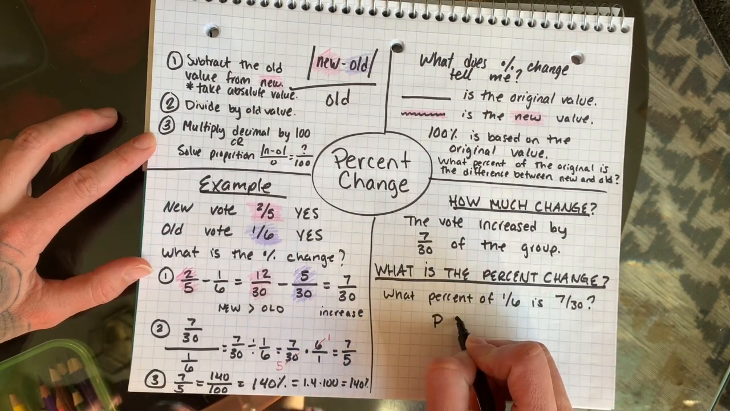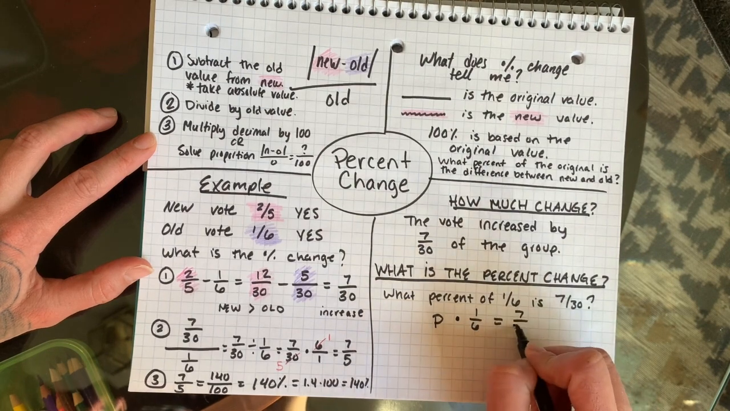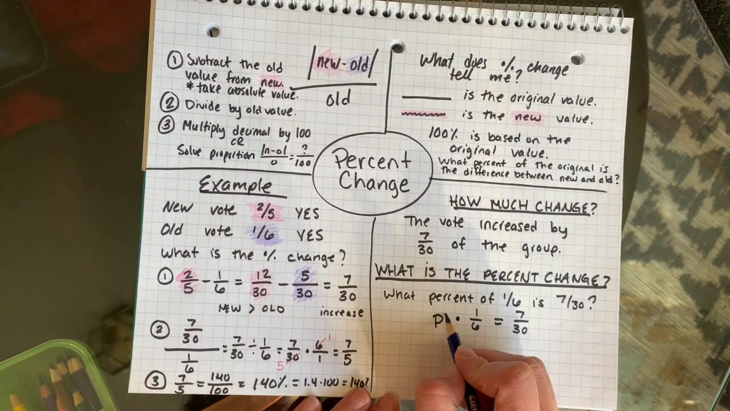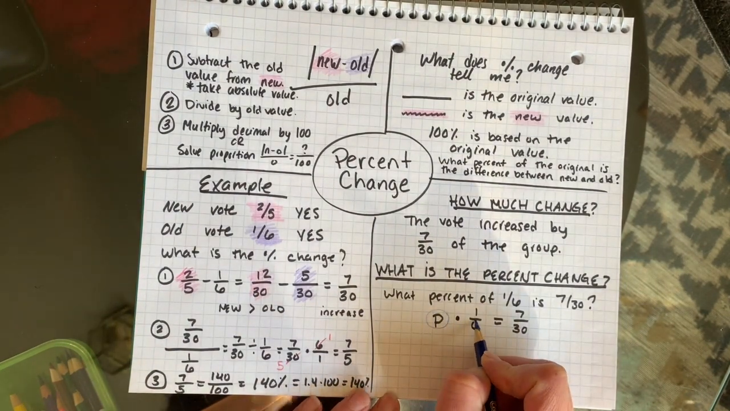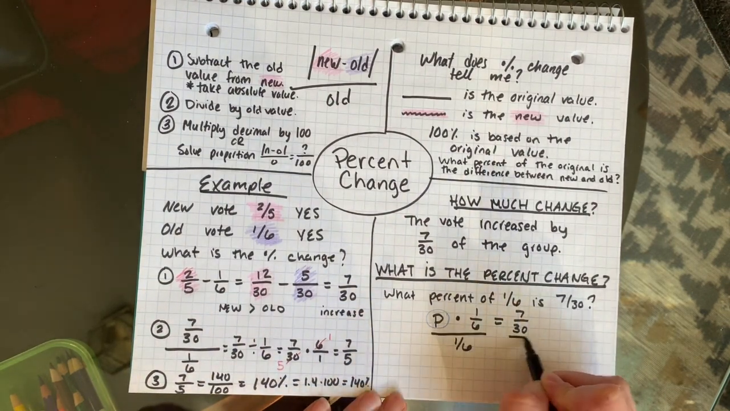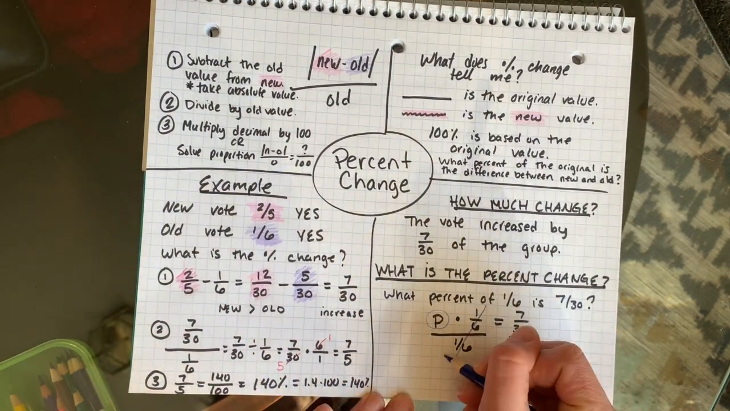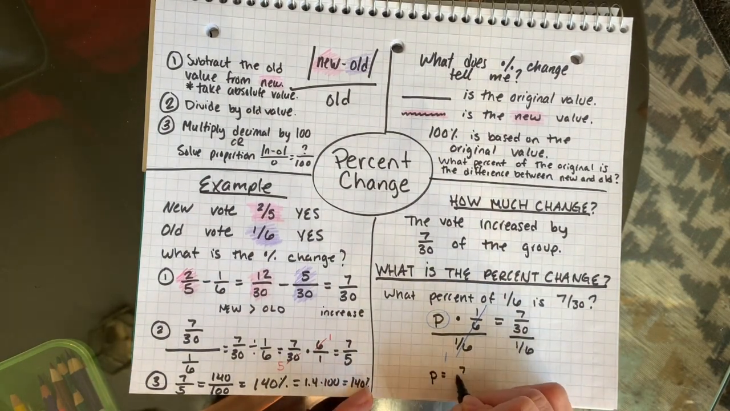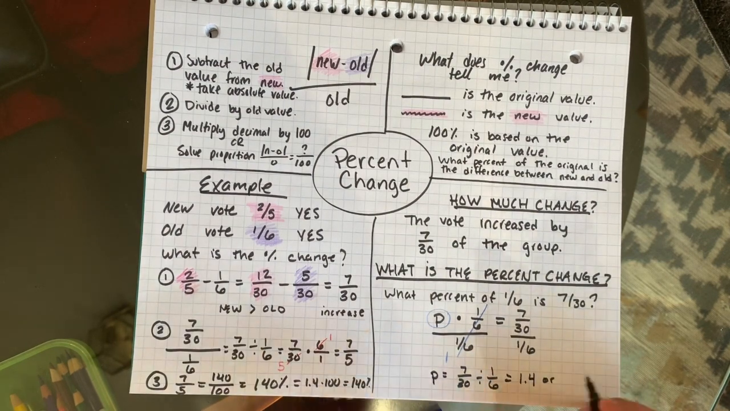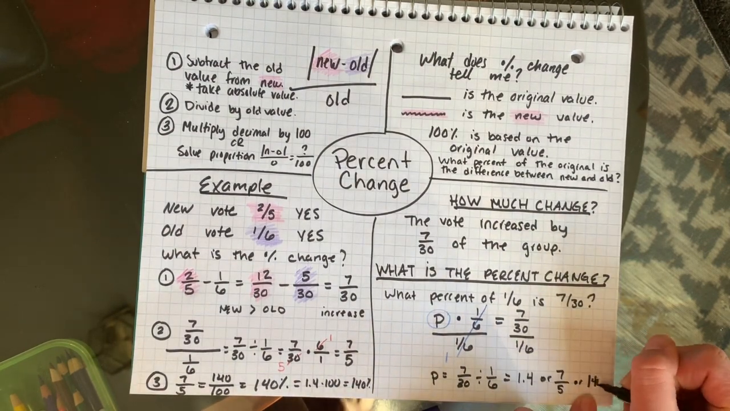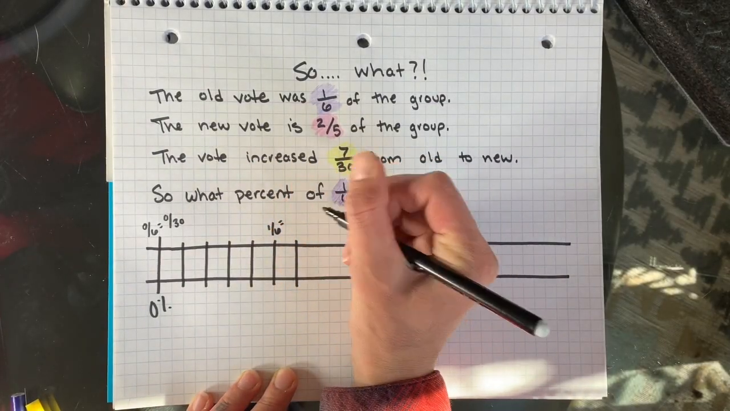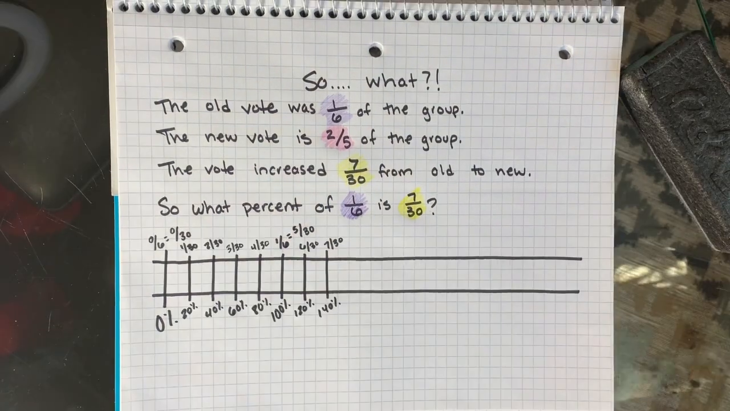We can also solve this by changing the words into an equation. What percent, variable p, of, multiplied by 1/6 is equal to 7/30? Divide both sides by 1/6 to isolate the variable, and again we get the percent is 1.4 or 7/5 or 140%. So what does it mean for 1/6 to have increased by 140% of itself?